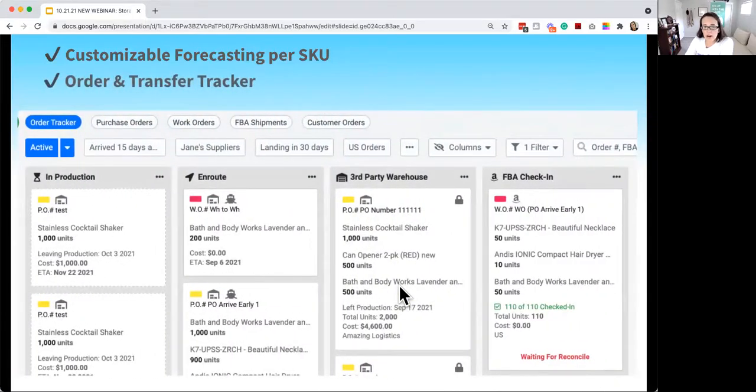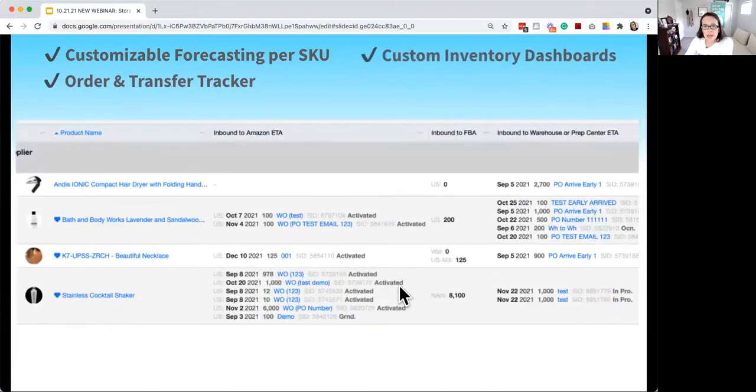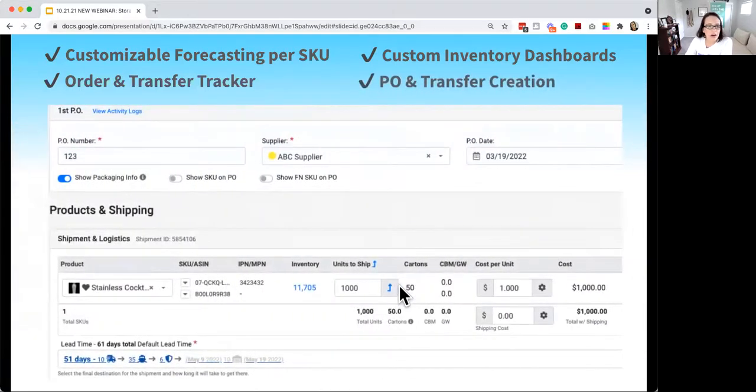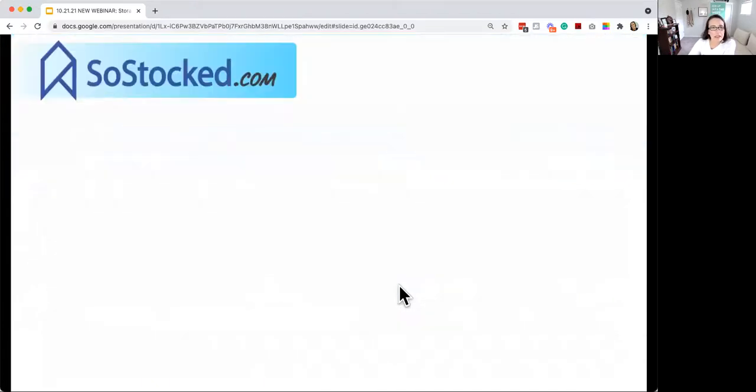Order and transfer tracker, like we talked about. Customizable inventory dashboards. We have about 80 different columns that can be hidden, sorted, and filtered to create all of the data points that you're interested in looking at. PO and transfer creation. So you can, with the click of a couple of buttons, send a PO to your suppliers for all the inventory that you need to order for a specific order period.